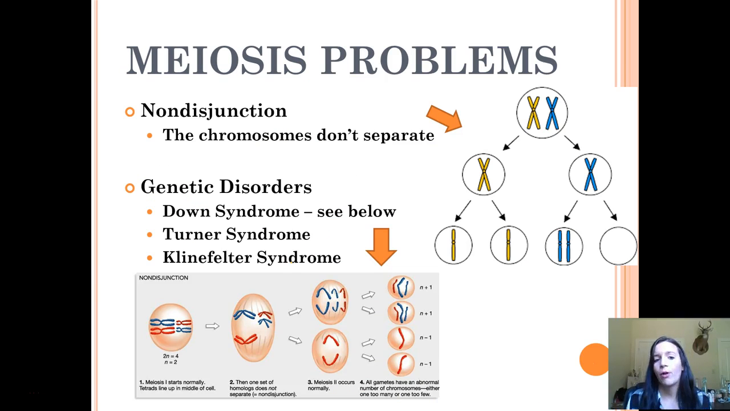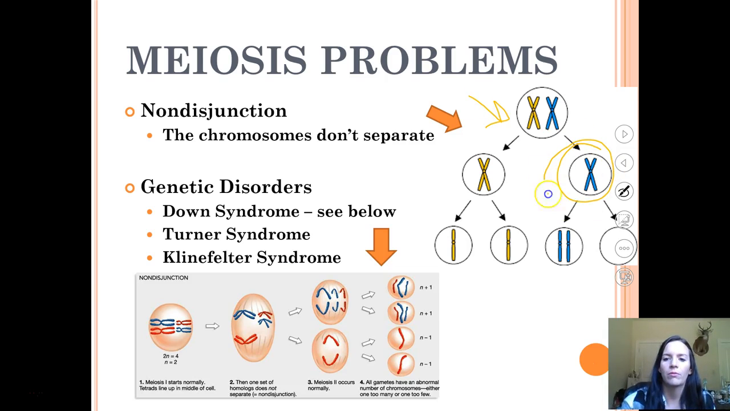There are also some problems that can happen in meiosis. There's something called non-disjunction, which is failure to separate is what this word means. And it's when the chromosomes don't separate. If you look at this picture here, you see this cell. This is after meiosis 1. We're left with 1 chromosome, but it doesn't split into those 2 chromatids like it should. They both stay in the same cell.